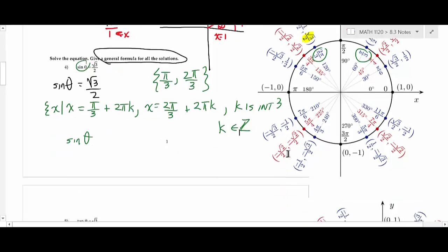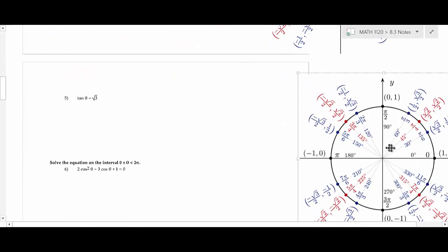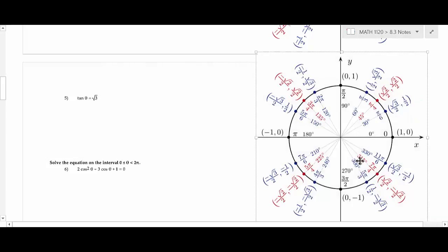Okay. Now let's go ahead and go to a tangent. Again, these are starting off with just basic unit circle analysis here. Okay, number 5 is already isolated. You have a tangent of theta, it's already isolated. So your job is to figure out on the unit circle where the tangent takes on a value square root of 3. Well, there's actually 2 places.